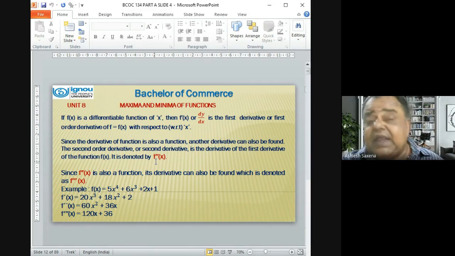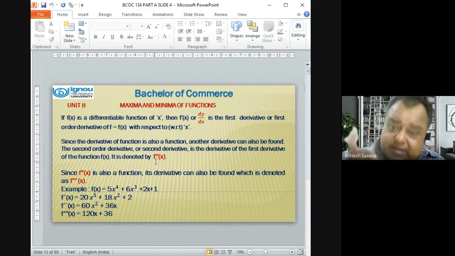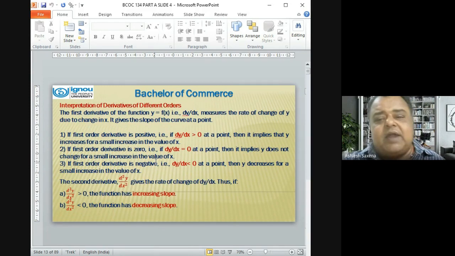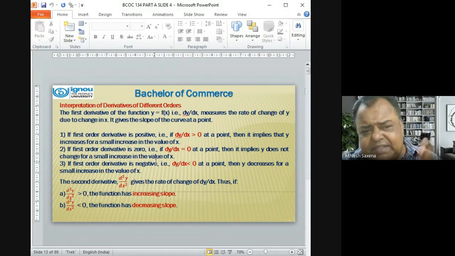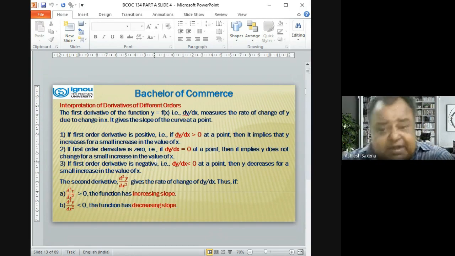Now the thing is why this has been taught to you. Moving further, we will have its application. Why are the second derivative and third derivative being taught to you? That means, what is their interpretation?